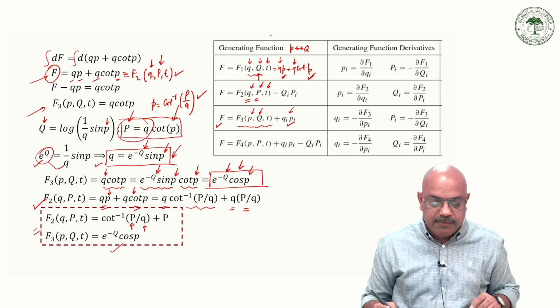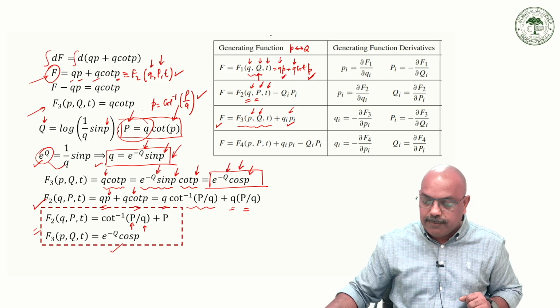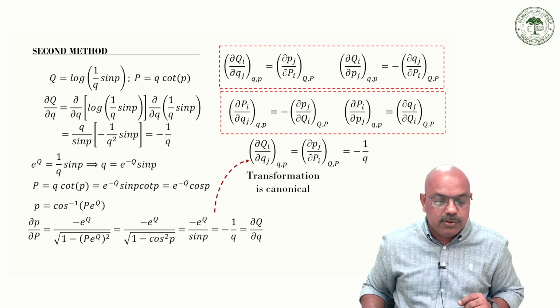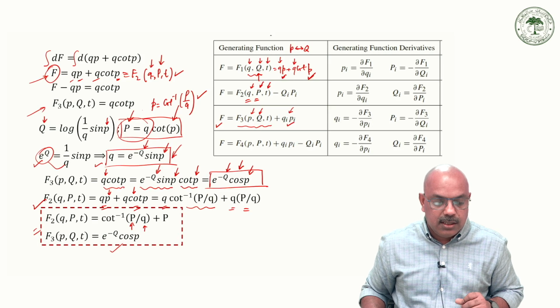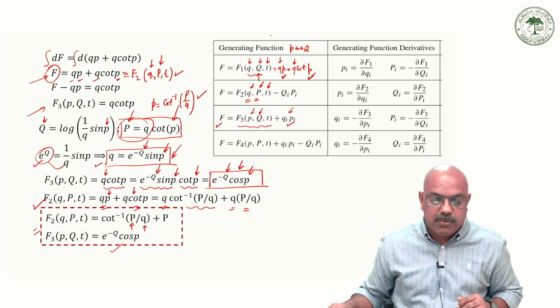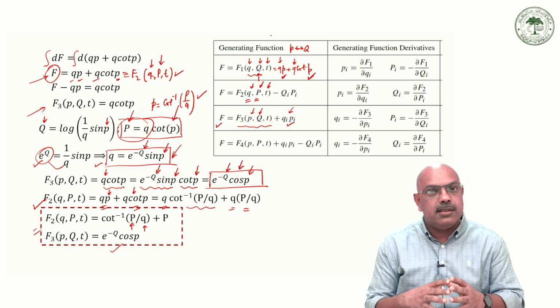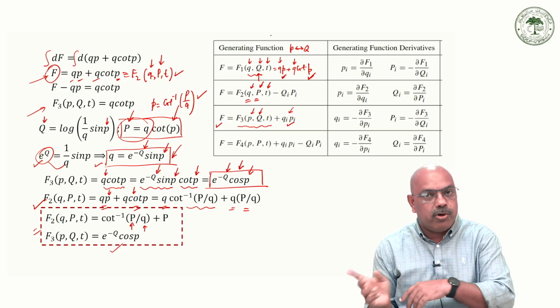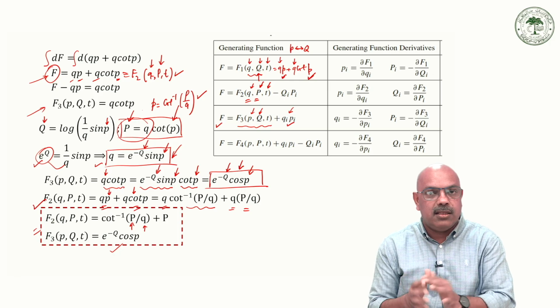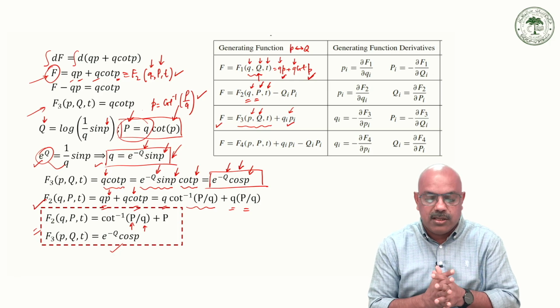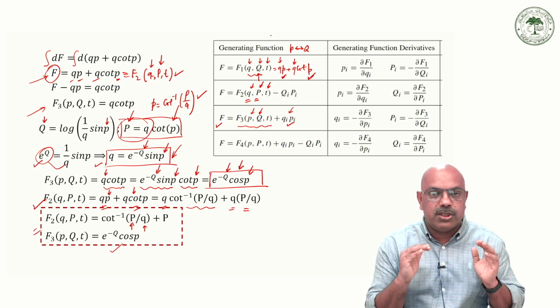With this, I think this example is enough for you, and in the next class we will continue with the second method and the third method, the Poisson bracket method and the partial differential method, to find out whether this transformation is going to be a canonical transformation or not.